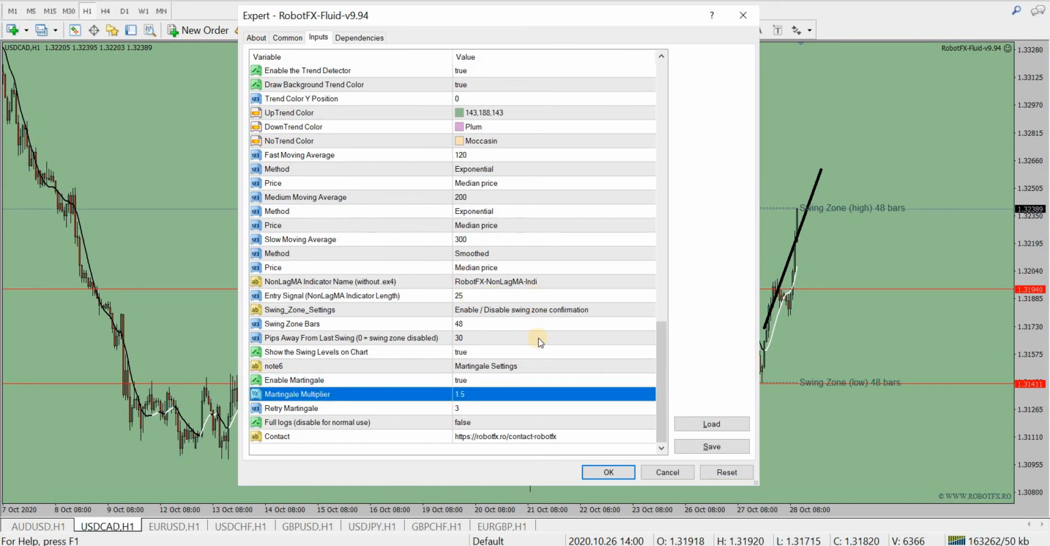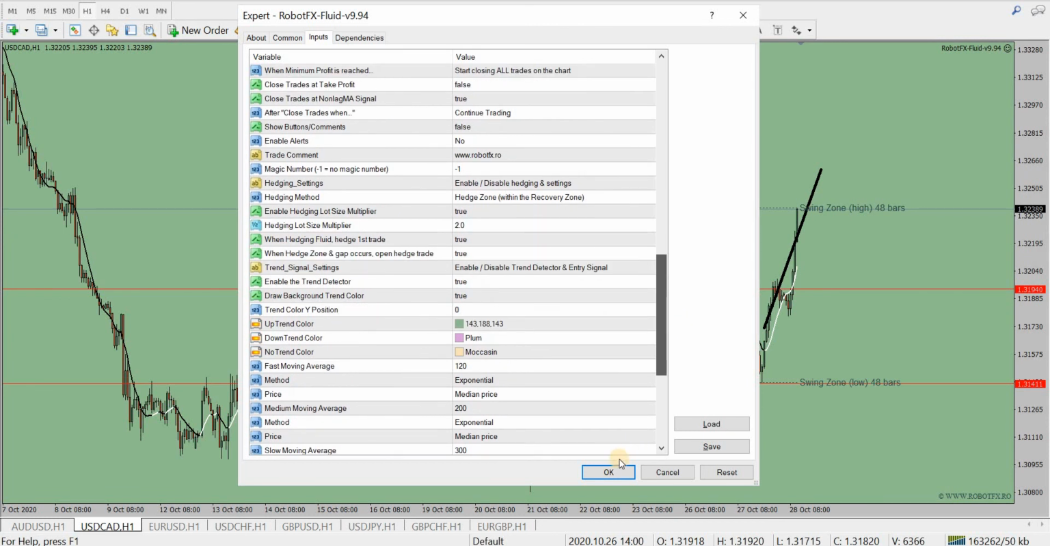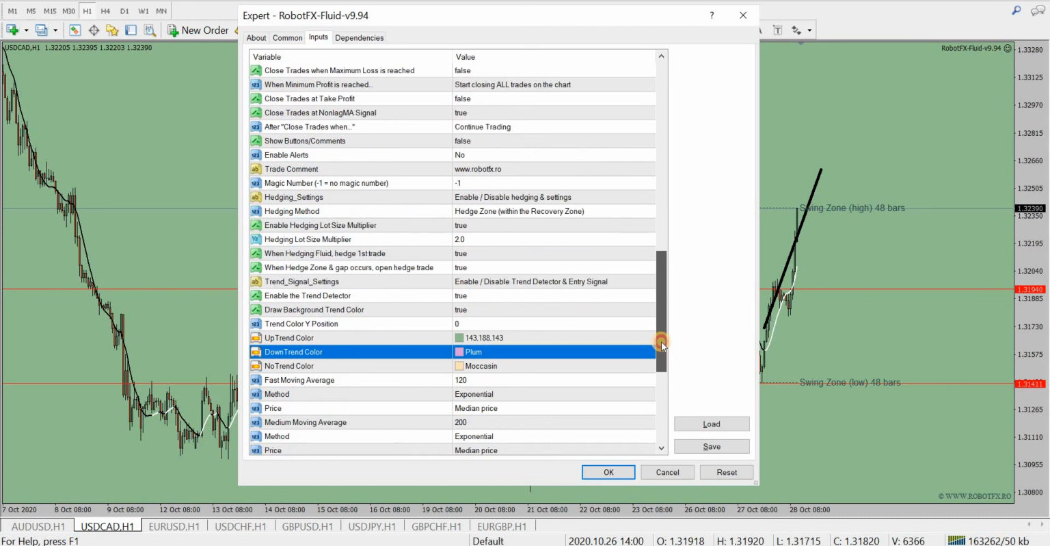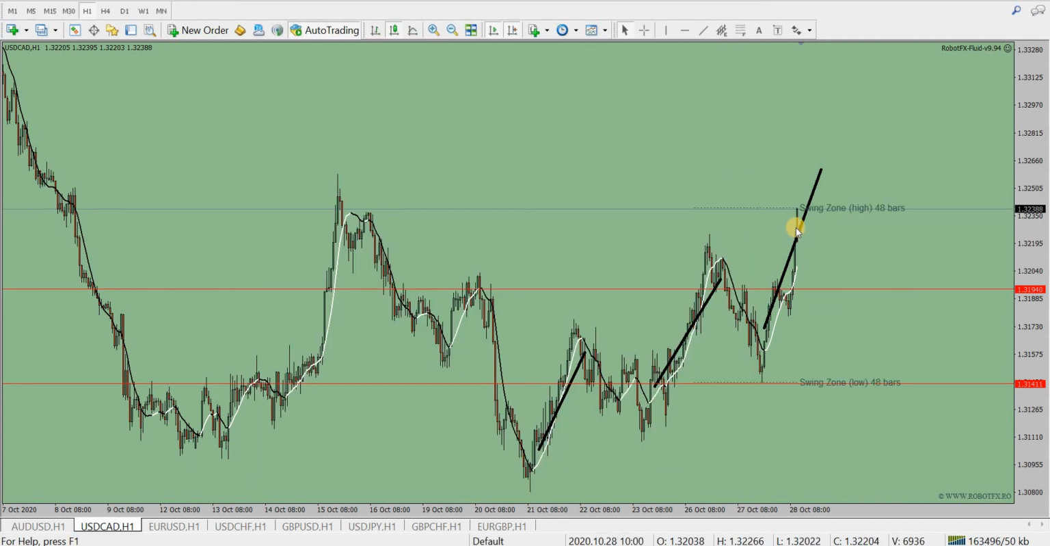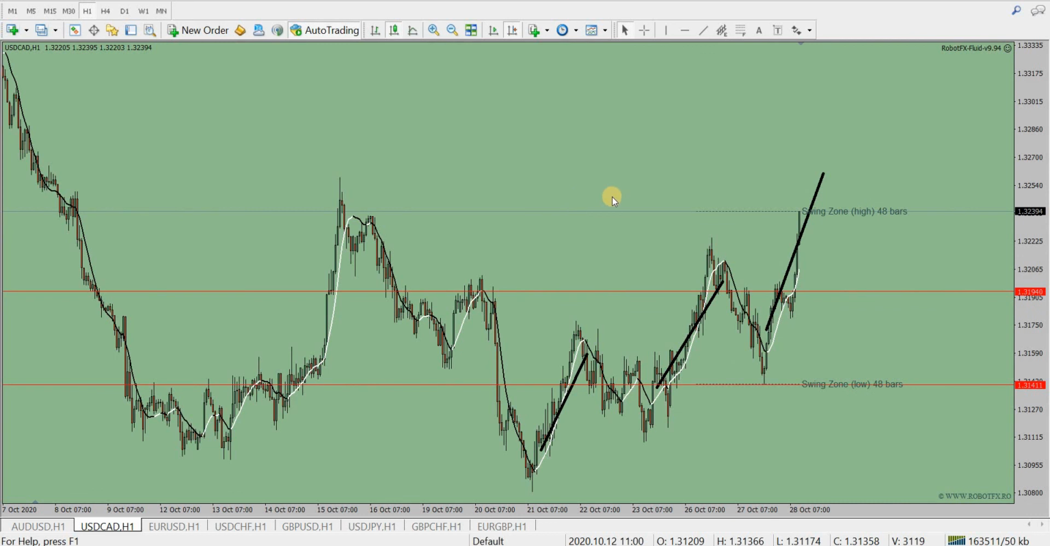Martingale, hedging. The video was trying to focus and explain about the trend and how to spot the trend and the signal, and I hope I made it clear. Again, this is how I do it. There are other ways probably, but this is how I'm doing it, and I'm happy with it. The expert advisor does a good job detecting the trend for me. I hope it was helpful, and good luck trading.